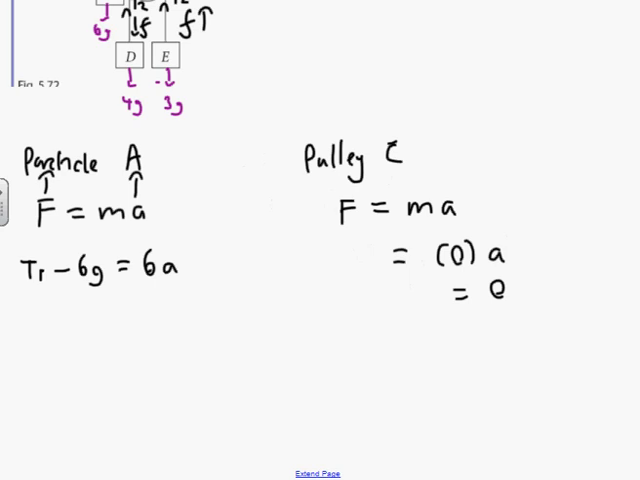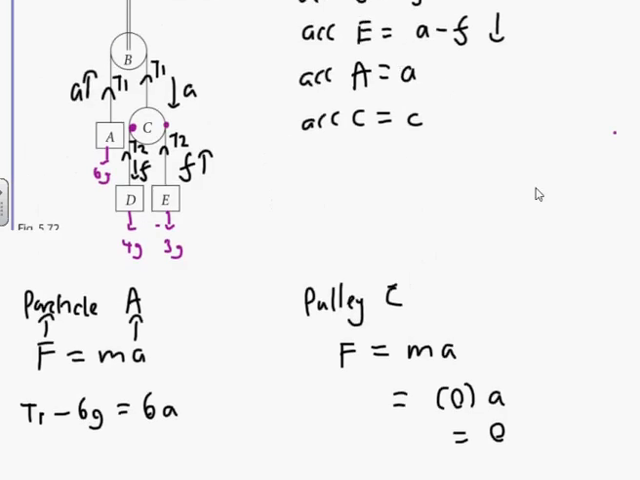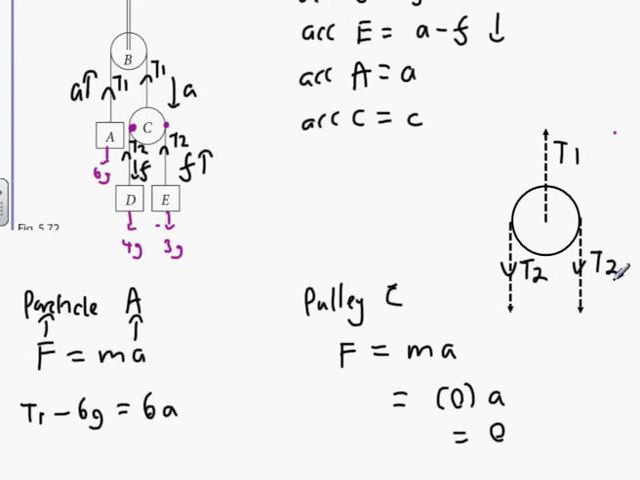Now, let's look at things from pulley C's perspective on its own in isolation. Pulley C is here. It's getting pulled up by T1. However, it's also getting pulled down by what? Remember, it doesn't take on the 4G and the 3G, it doesn't take on their full weight because they're moving. So it's taking on T2 and another T2, because the tension is what's pulling it down. So pulley C has been pulled down by 2T2.